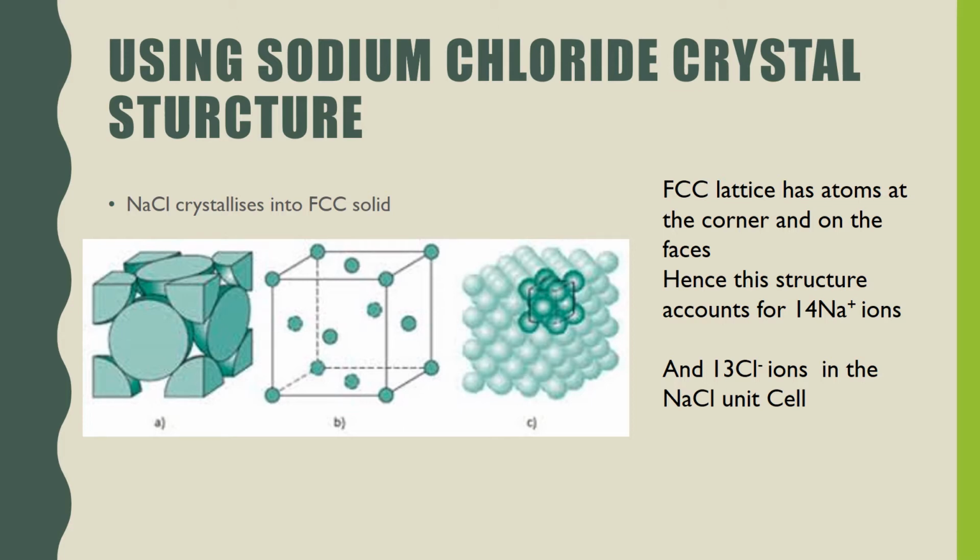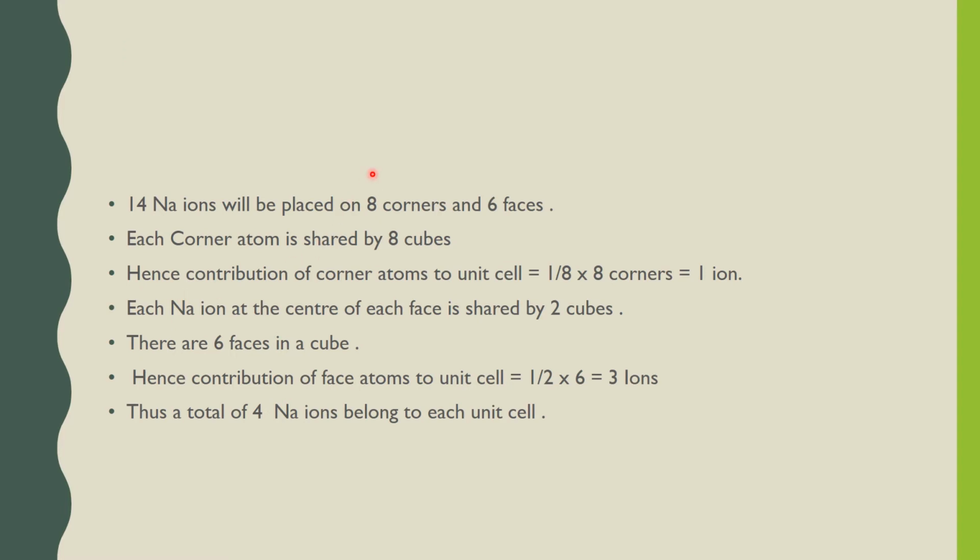In the face-centered cubic lattice, there are atoms on the corners of the cube and at the center of each face. Thus, this structure accounts for 14 sodium ions and 13 chloride ions per unit cell. So these 14 sodium ions are arranged in this cubic lattice as follows.